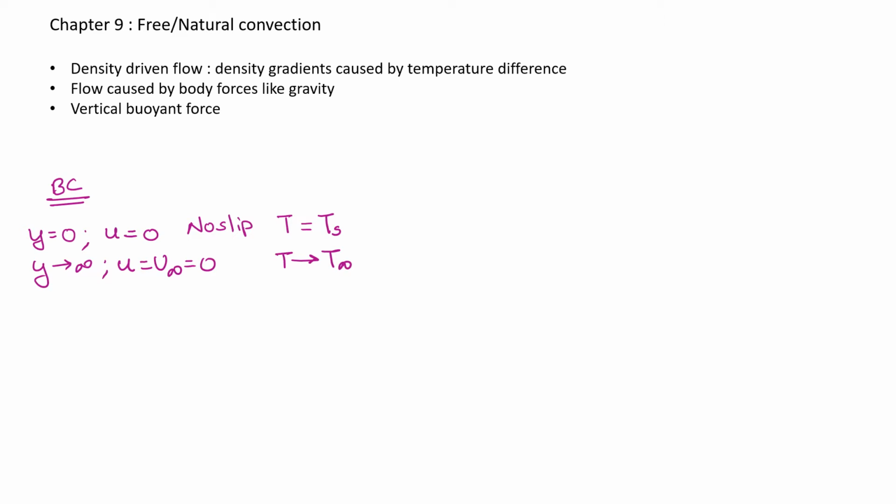So this flow can be caused due to a body force like gravity. You may have buoyancy under the influence of gravity, or you may have flow under the influence of gravity, and you always have a buoyancy in the vertical direction. So it's in the opposite direction of the gravity.